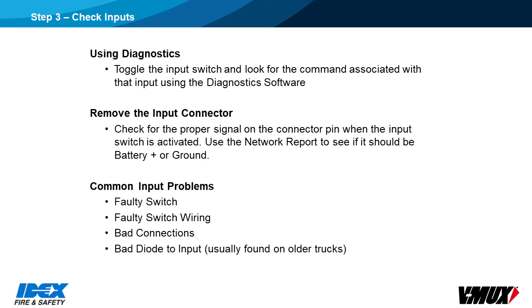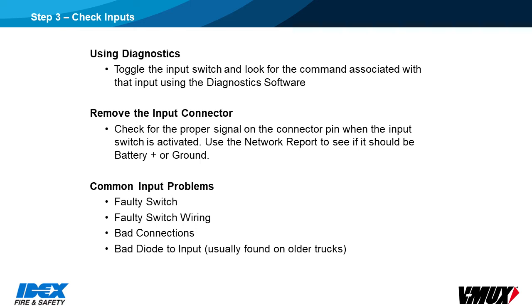Step 3. Check inputs. Toggle the input switch and look for the real-time state change in the S-Key Pro software on the Network Editor or Device Editor section. If an Information Center display or an Ultra View display is available, you can view the input state in the Diagnostics section. Check for proper signal to the input pin.